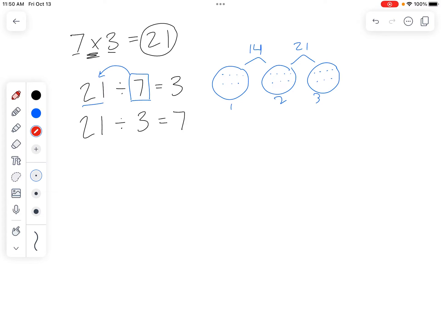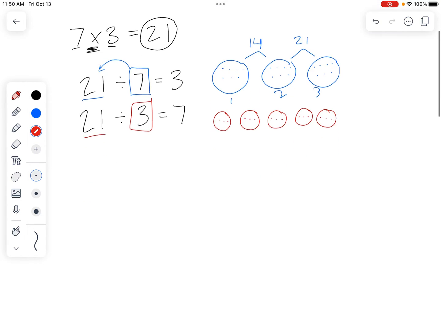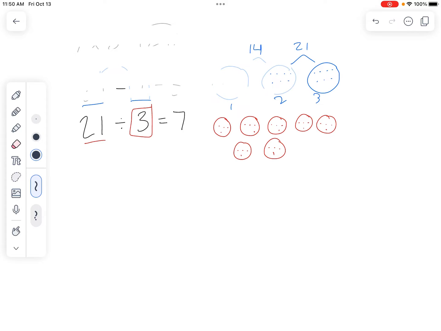If I'm trying to build the number 21 out of groups of 3, how many groups would I need? Let's start counting. There's 1, 2, 3, 4, 5, 6, 7, 8, 9, 10, 11, 12, 13, 14, 15, 16, 17, 18, 19, 20, 21. How many groups of 3 did it take to build 21? 1, 2, 3, 4, 5, 6, 7. So now we know that connection between multiplication and division.